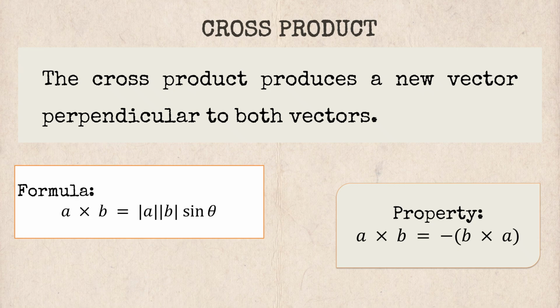Next is cross product. The cross product produces a new vector perpendicular to both vectors. This concept is commonly used in physics and 3D geometry. The property is A cross B equals minus B cross A.